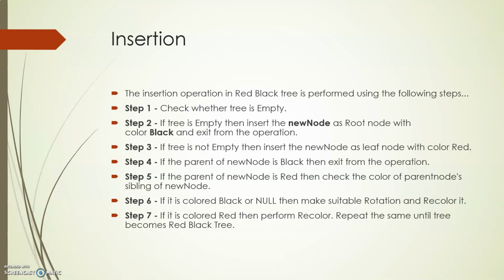If the parent of the new node is red, that means it fails the property of the red-black tree. Then check the color of the parent node's sibling. If it is colored black or null, then make a suitable rotation and recolor. If it is colored red, then we have to perform recolor and repeat the same until the tree becomes a red-black tree. We can see these steps using an example shown here.